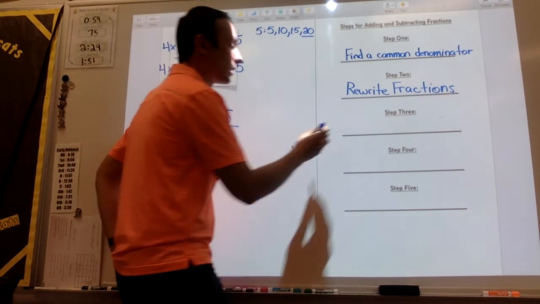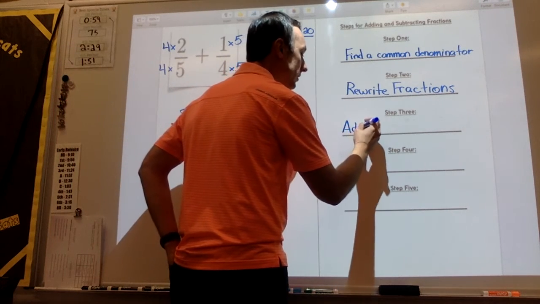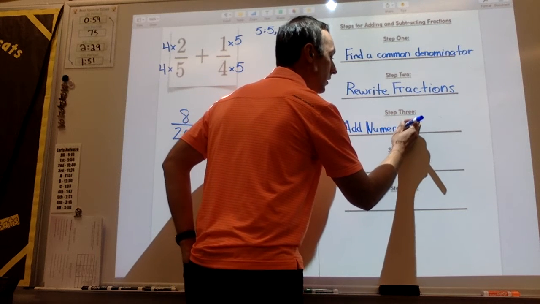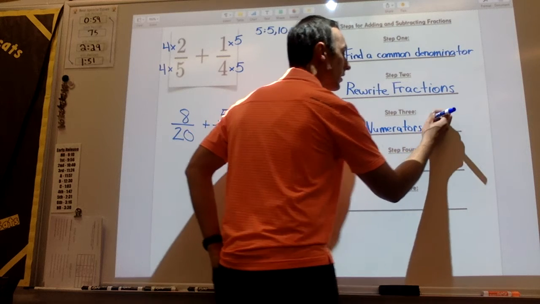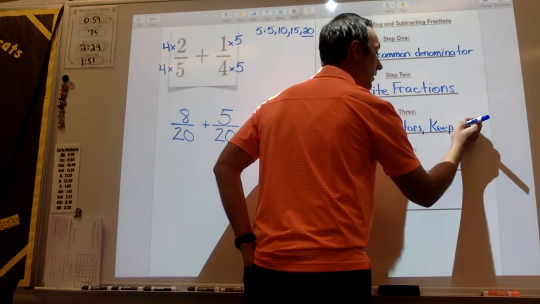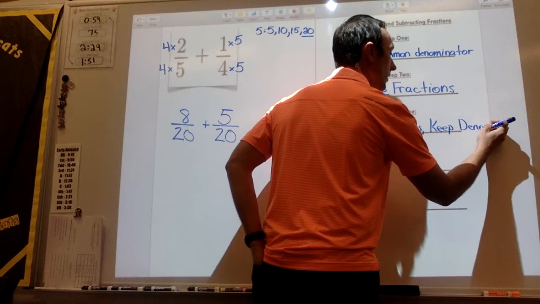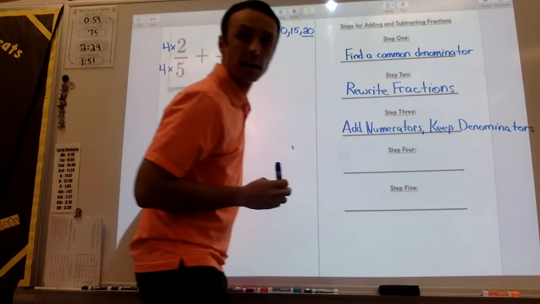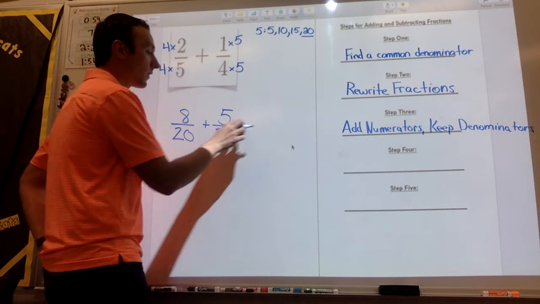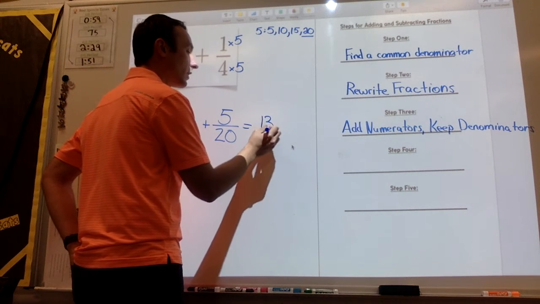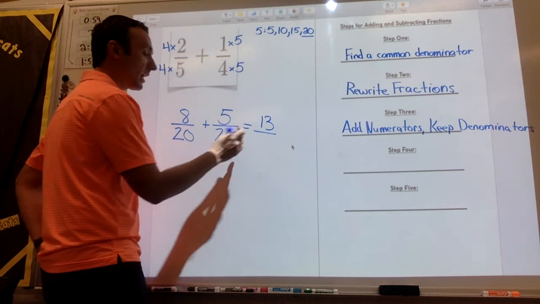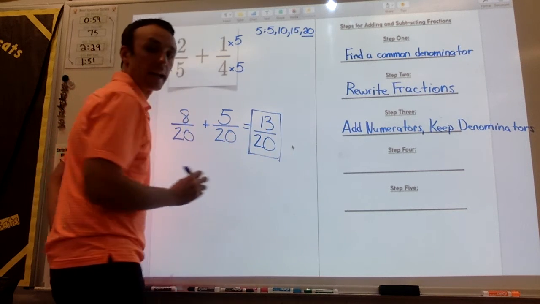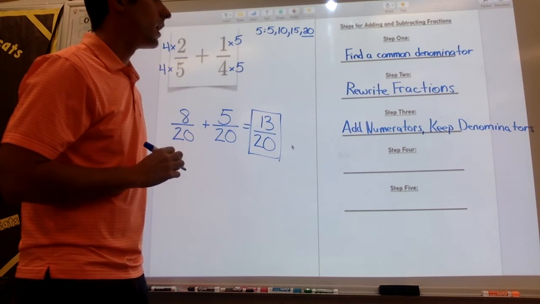Step 3 is add numerators, keep denominators. Hopefully you can see that. So I'm going to add 8 plus 5 is 13. And I keep my denominators the same. So it's 13/20ths. And that is my answer there, 13/20ths.